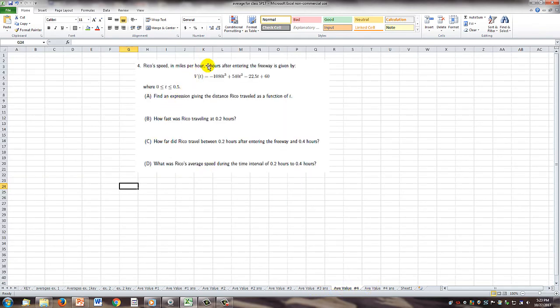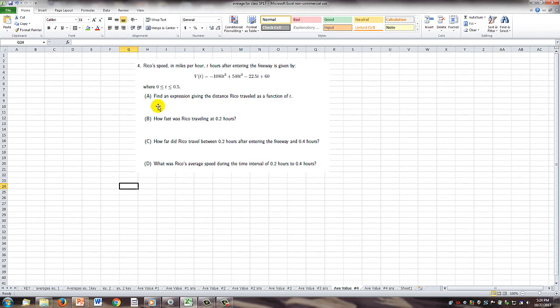All right, here's another one about velocity, and it says Rico's speed in miles per hour, t hours after entering the freeway, is given by v of t equals negative 1080 t cubed plus 540 t squared minus 22.5 t plus 60, but this is a velocity. You're given a velocity function, miles per hour. You're given an interval. Well, this is the domain, and questions are going to change.